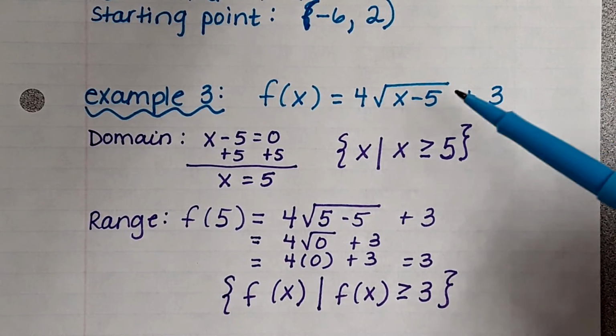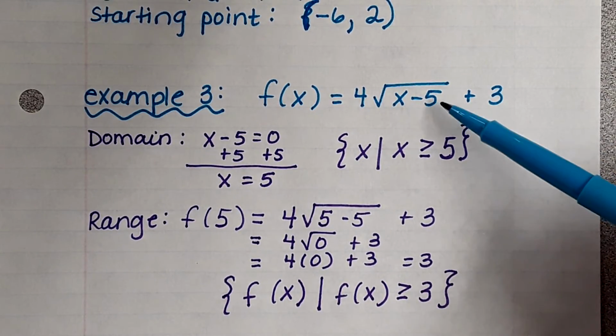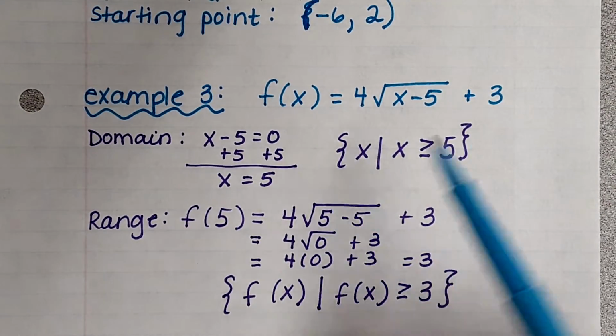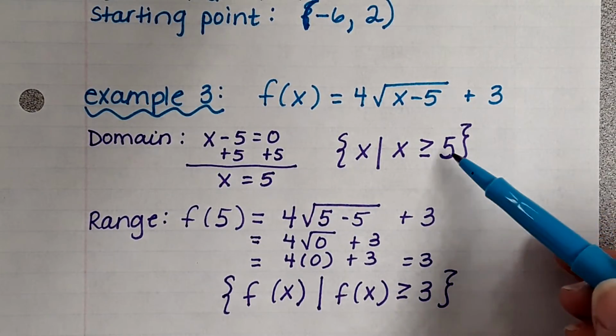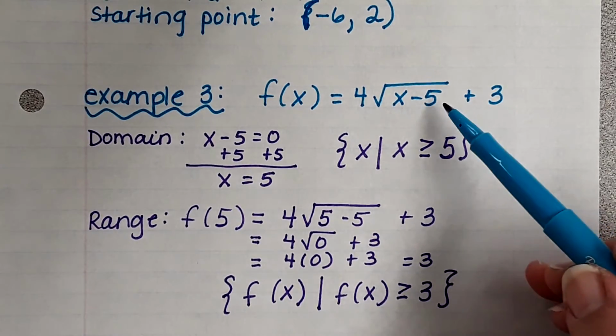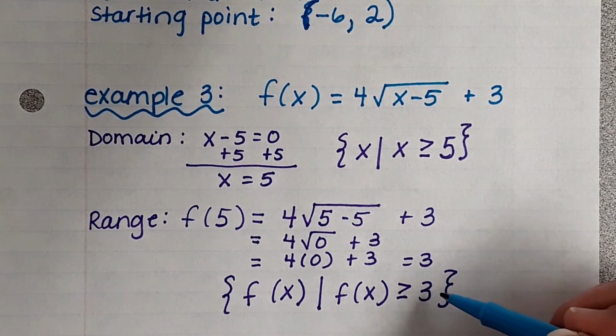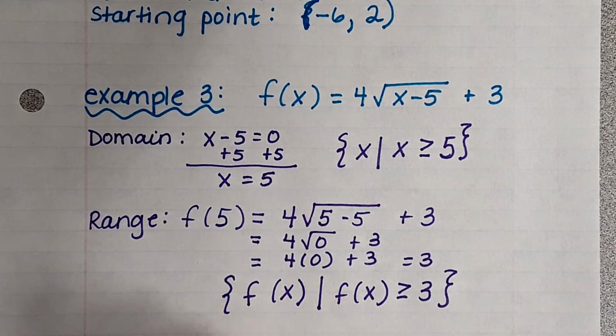So again, the first thing you do is you take what's underneath the square root and you set it equal to 0. That's how you find your domain. Then you take the number you got for your domain and you plug it in. And then whatever you get as your answer is your range. Now, let's talk about where this function is not defined.